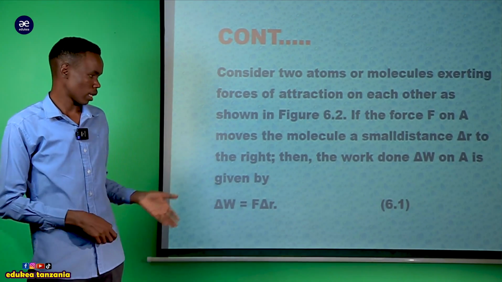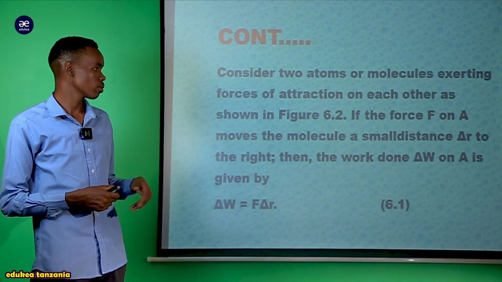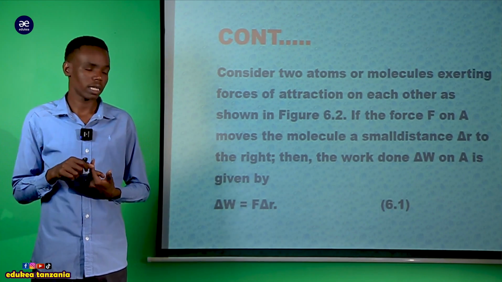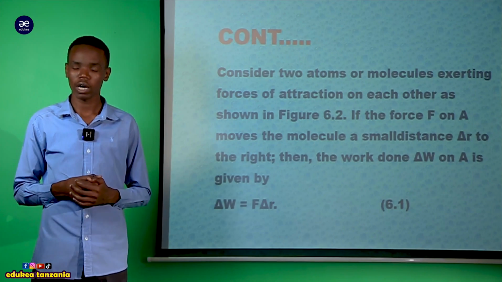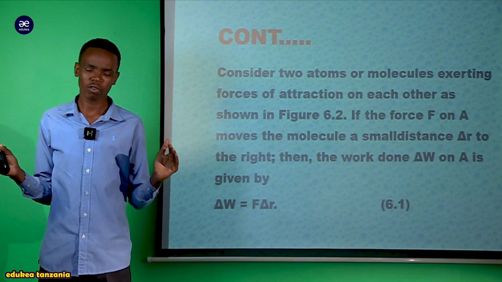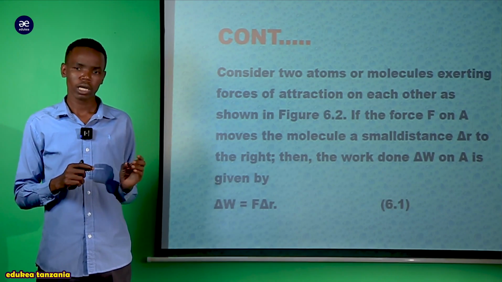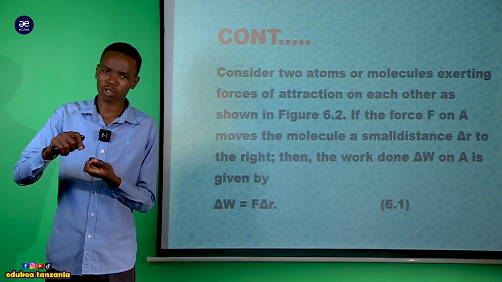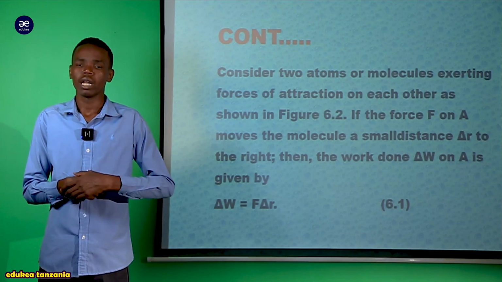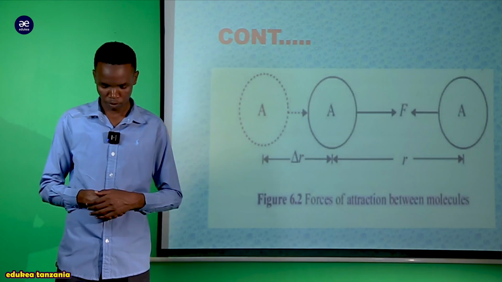We know that we get this work done, or sometimes we call it energy, by taking the force times the small change of the distance. With two molecules, there is some attraction between them. How can we get the work done? We get the work done by taking that attractive or repulsive force exerted between them and multiplying it by the distance that occurs between those two atoms.